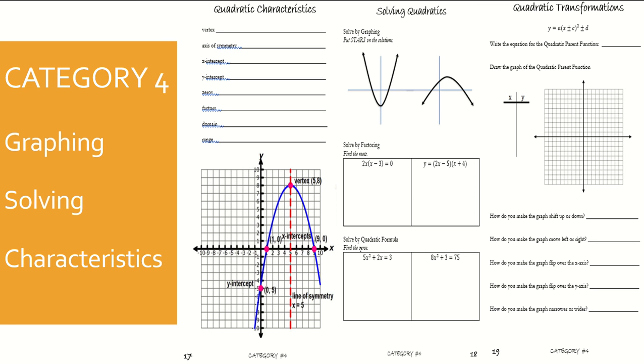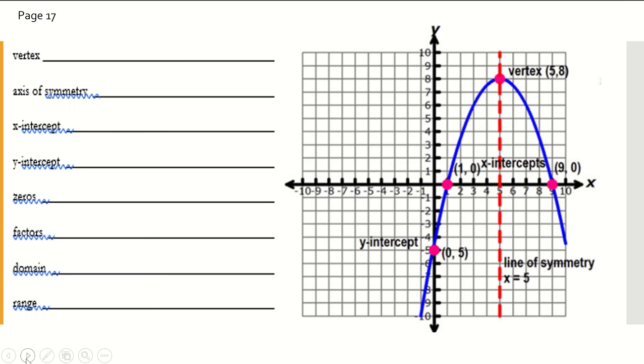Algebra 1 EOC STAAR Review. This is Category 4 Quadratics on page 17 in your booklet. We're going to first look at quadratic characteristics on page 17.